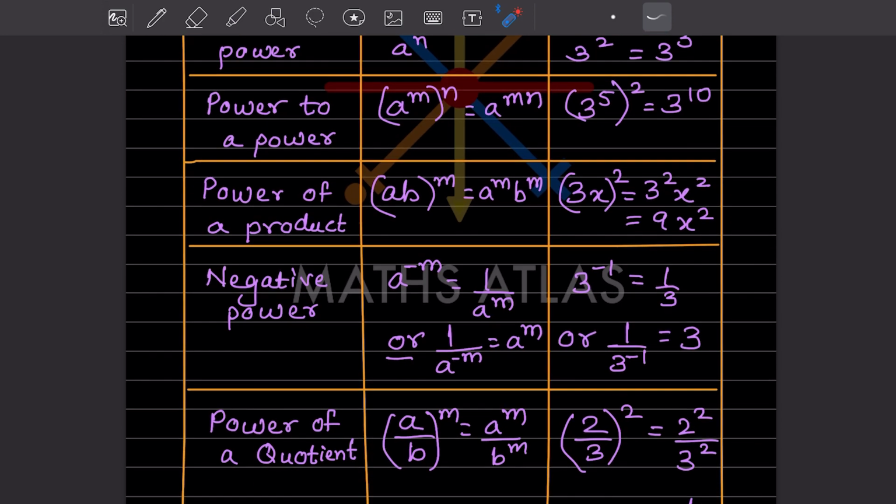So whenever there is a negative power, the power here is negative, you are just going to take the reciprocal.